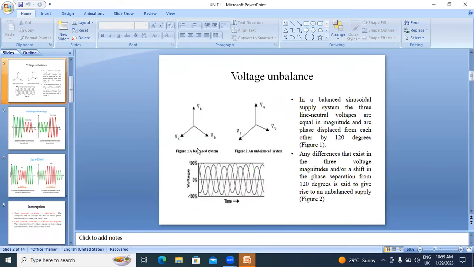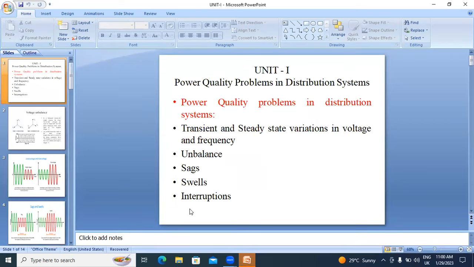In my next class, I will explain FACTS devices. FACTS means shunt compensation, series compensation, and shunt and series compensation.